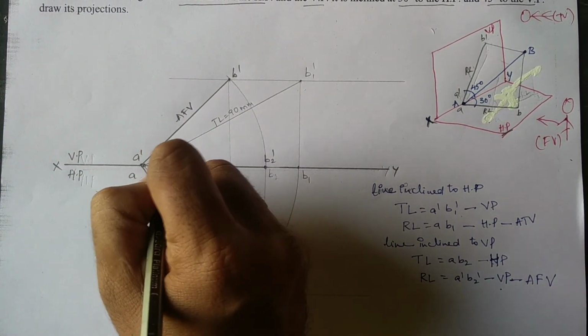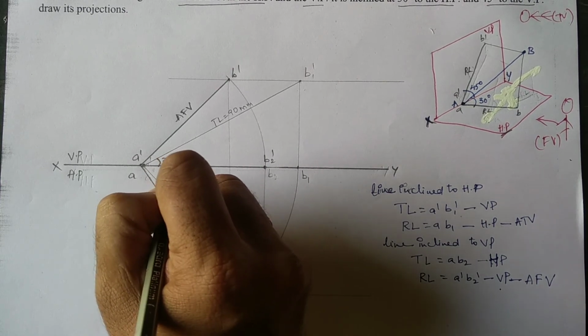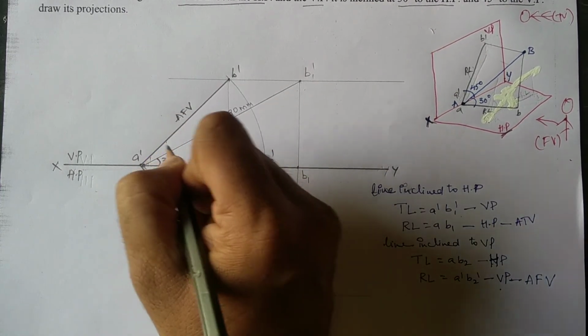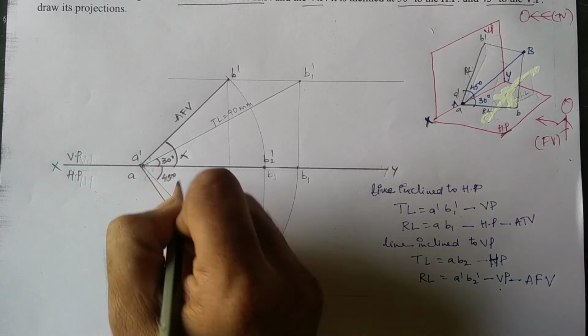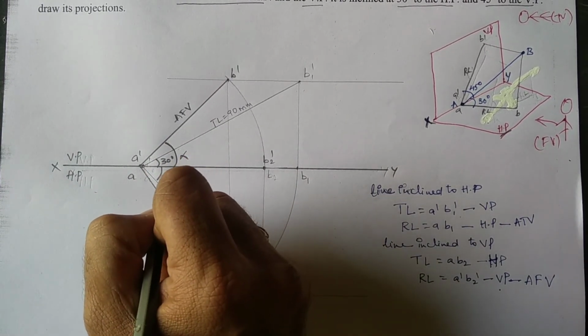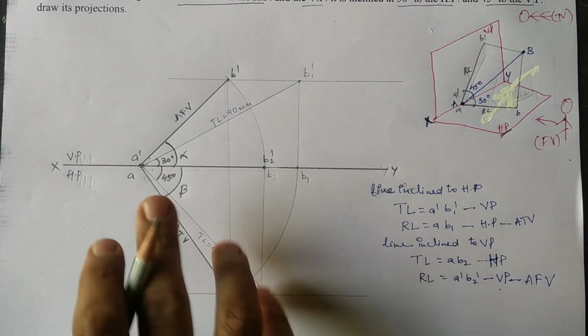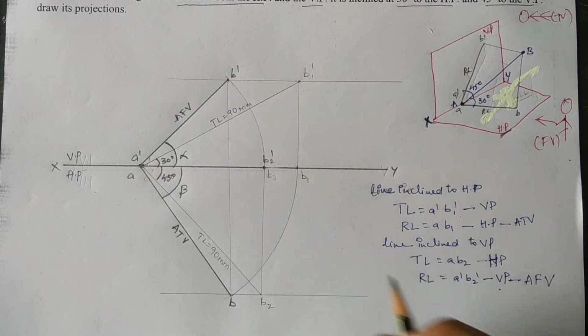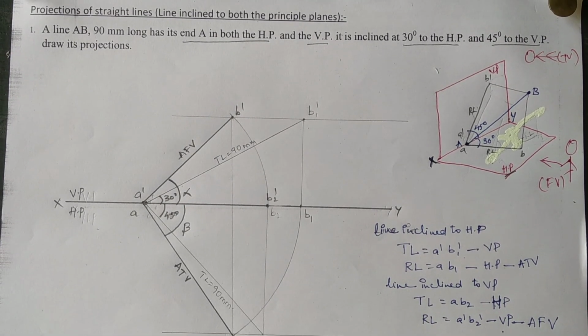Right now here we are getting 30 degrees and 45 degrees as the true inclinations. Above the true inclinations, whatever angles we get, we mark one as alpha with respect to the XY line, and the other angle as beta with respect to the XY line. These alpha and beta are said to be apparent angles. So this is how we go ahead for drawing the first problem. Thank you.